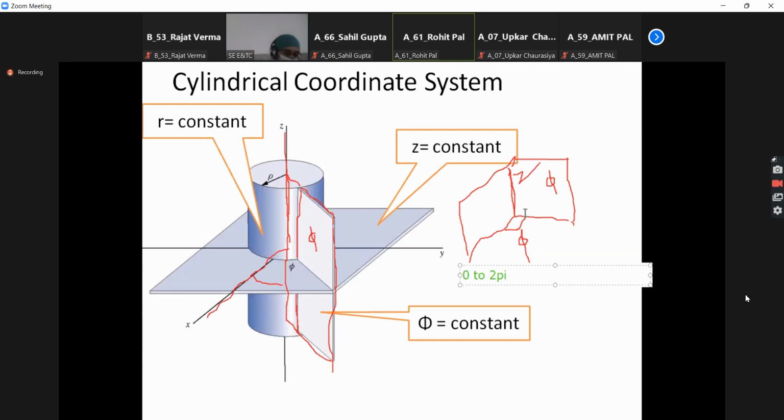It is not equal to 2 pi. So I also had to ask about that. Phi can be 2 pi.